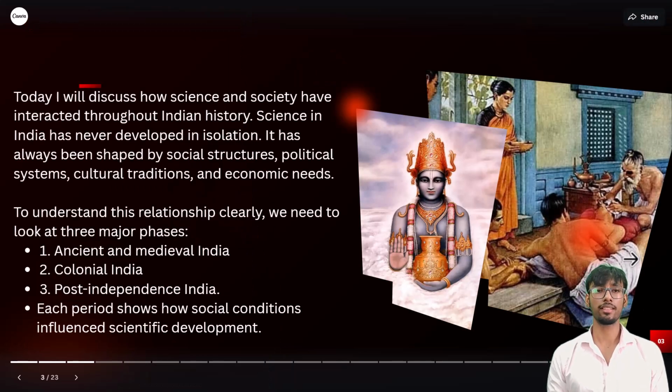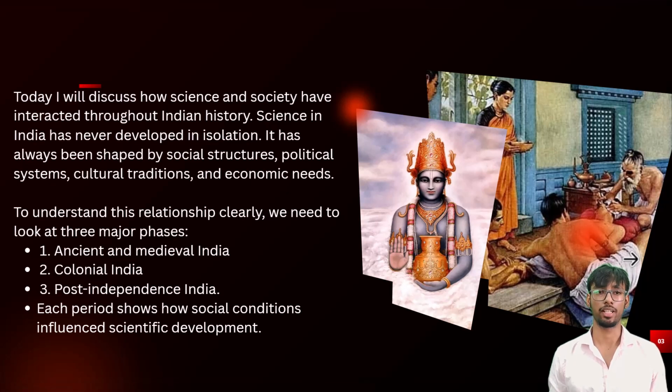Today we'll discuss how science and society have interacted throughout Indian history. Science in India has never developed in isolation. It has always been shaped by social structures, political systems, cultural traditions, and economic needs. To understand this relationship clearly, we need to look at three major phases. First, ancient and medieval India. Second, colonial India. Third, post-independence India. Each period shows how social conditions influence scientific development.